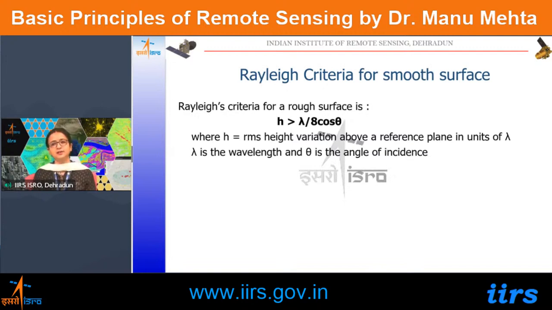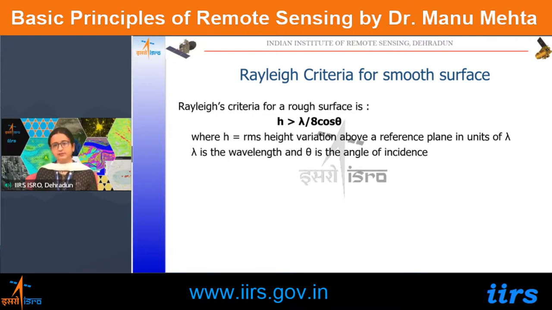Now, how do we tell whether a surface is rough or smooth? Not just by having a look at what kind of texture the surface has. The same surface can behave as rough or smooth depending on two conditions. Number one, what is the average undulation of the surface, and number two, what is the wavelength of interaction. The same surface with the same average undulation can behave differently at different wavelengths. It may become rough in a certain wavelength range and smooth in certain other wavelength range.